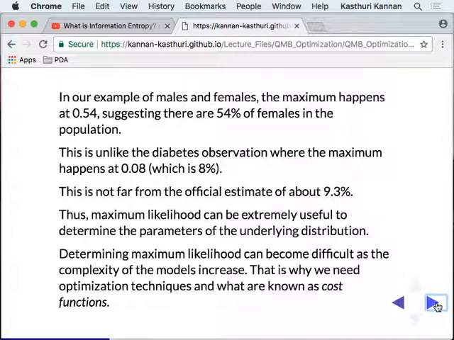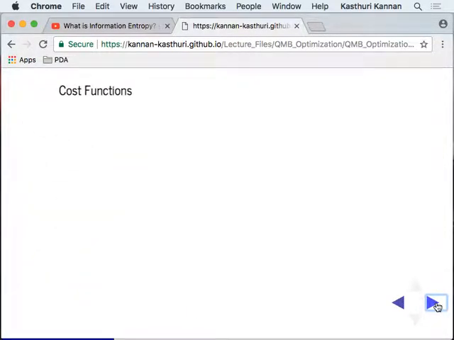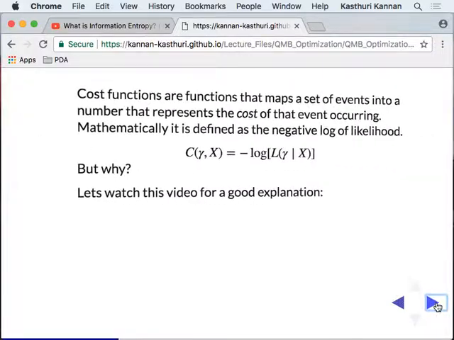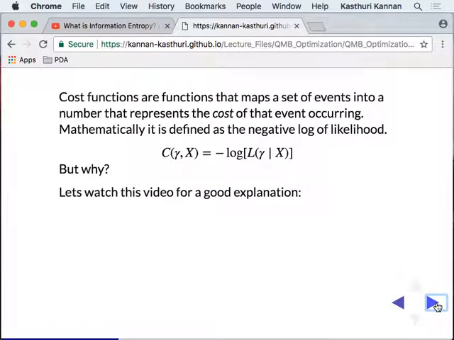So that's why we need what are known as cost functions. At the end of the day, all these likelihood functions are evaluated using cost functions. What are cost functions? They map a set of events into a number that mathematically represents the cost of some event occurring. It's usually denoted by the negative log of likelihood. But why is this negative log? Have you seen this negative log in machine learning too?